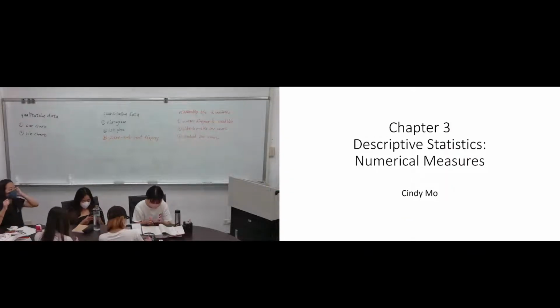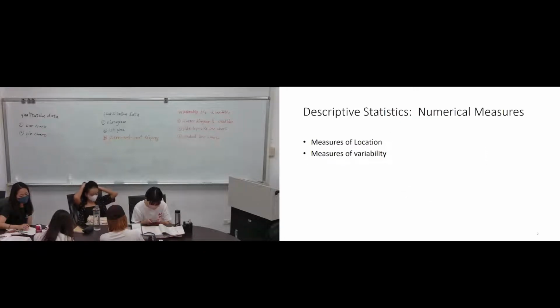So we have finished chapter 1 and chapter 2. Now let's go to chapter 3. After we have collected data and we use tables and charts to summarize the data, finally we would like to use descriptive statistics to help us measure the numerical variables. And these measures include two. The first one, the measures can help us to point out location.